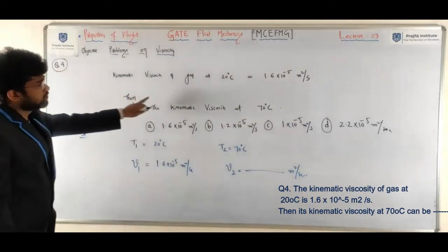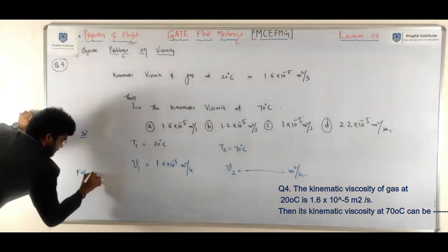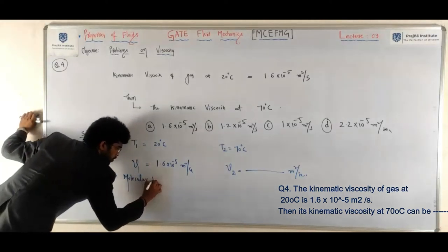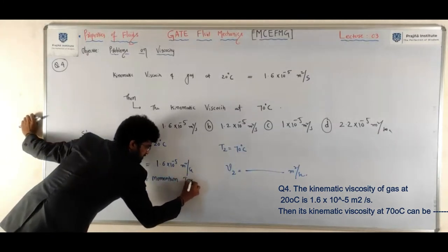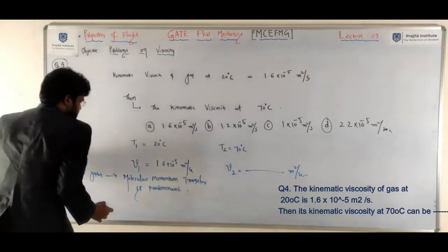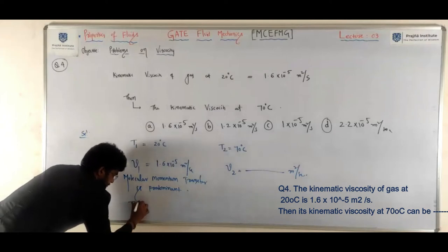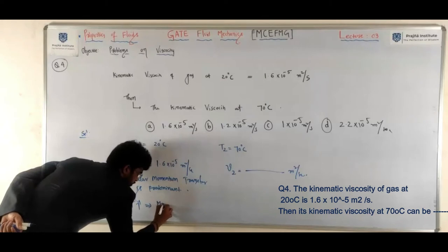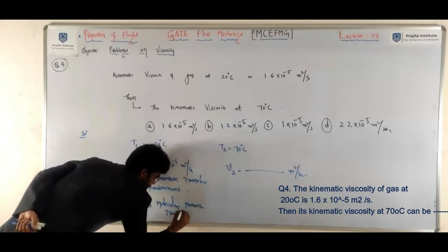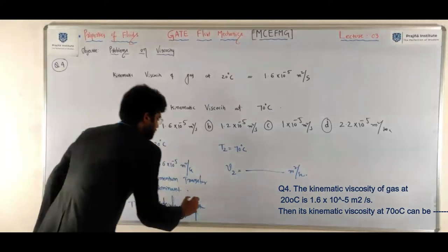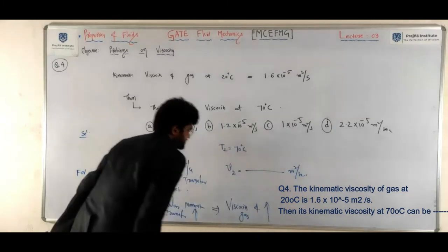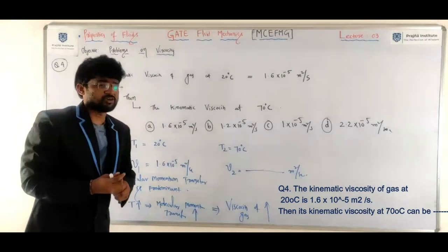We know that for gases, molecular momentum transfer is predominant. Then by increasing temperature, molecular momentum transfer increases. Then viscosity of gases increases. By increasing temperature, viscosity of gases increases.